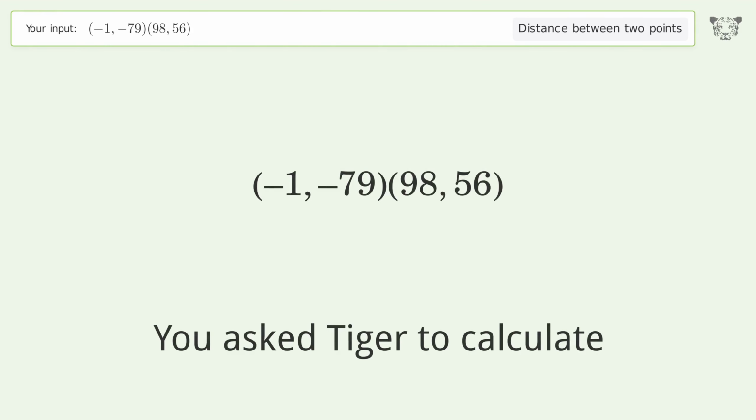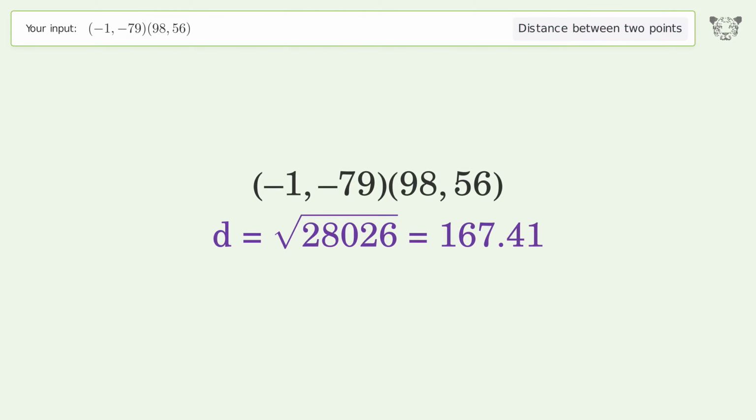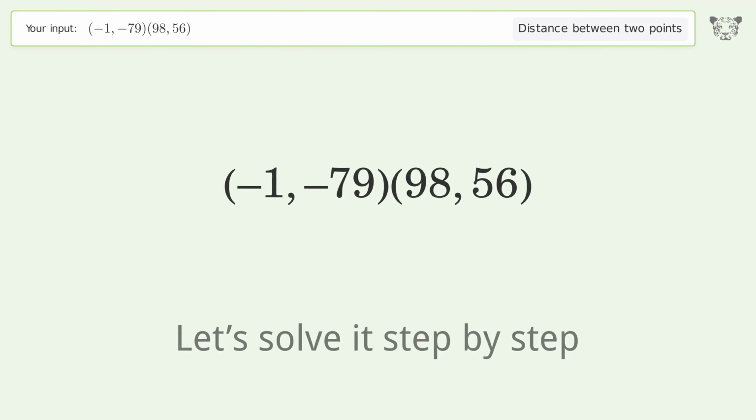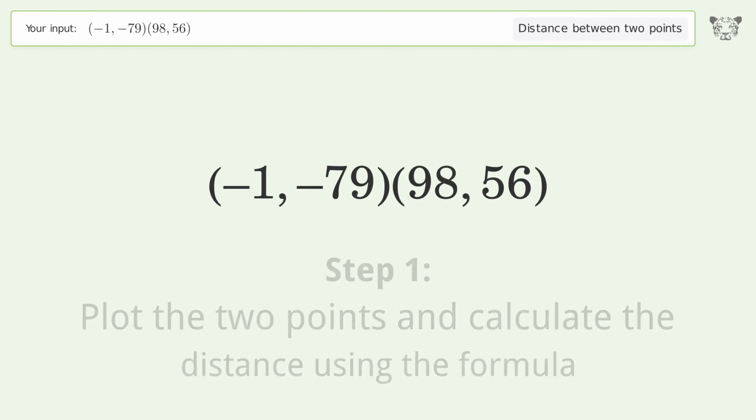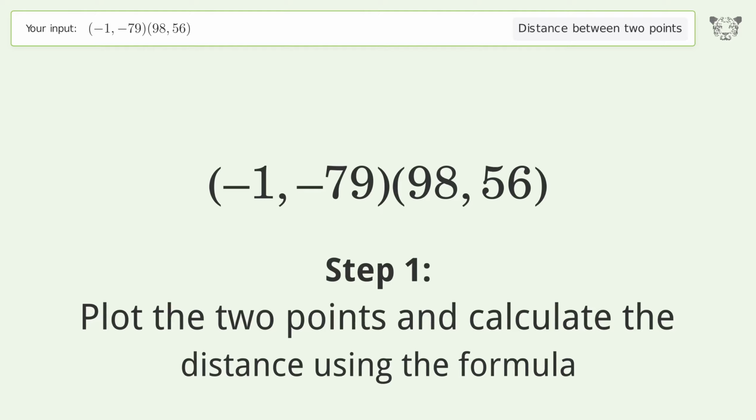You ask Tiger to calculate. This deals with the distance between 2 points. The distance between the 2 points is the square root of 28,026, or 167.41. Let's solve it step by step. Plot the 2 points and calculate the distance using the formula.